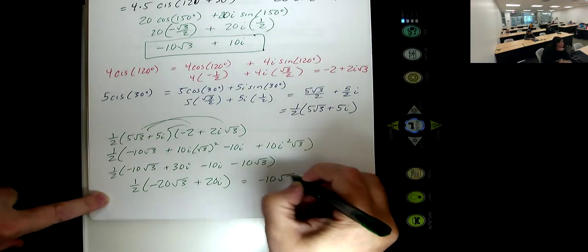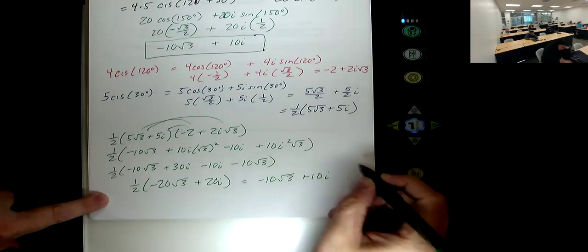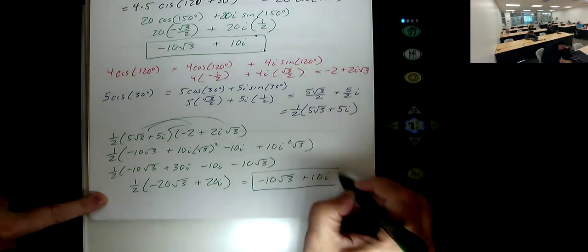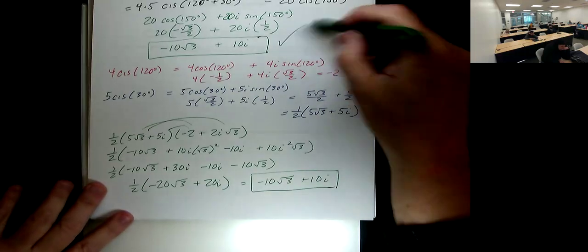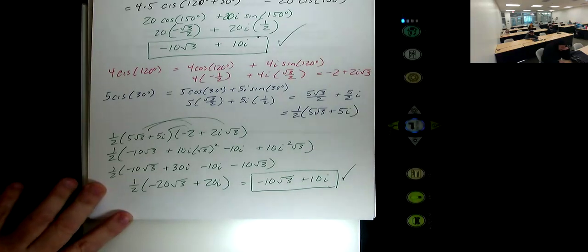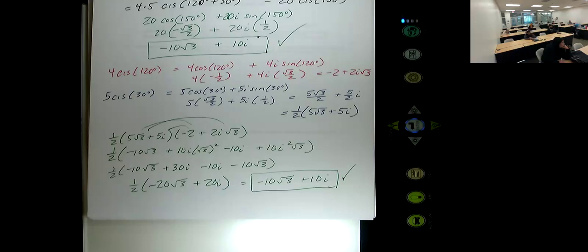If we distribute the 1/2, we get -10√3 plus 10i, which is what we got up there. It's like magic.